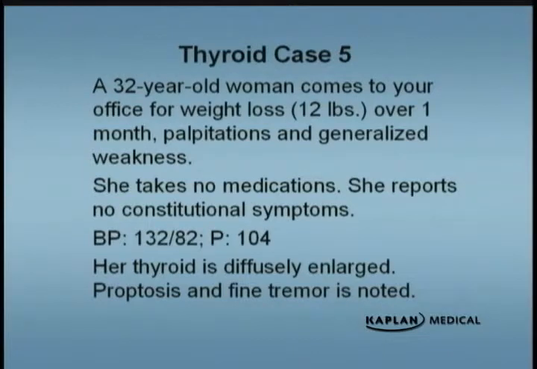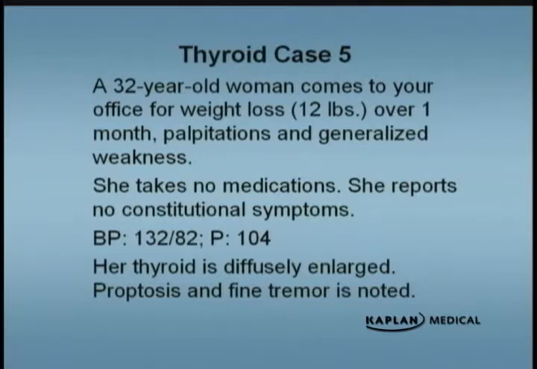Case number 5. A 32-year-old woman comes to your office for weight loss, about 12 pounds over 1 month, palpitations, and generalized weakness. She takes no medications. She reports no constitutional symptoms. Her blood pressure is probably okay. Her pulse is 104. It's elevated. Her thyroid now is diffusely enlarged. So sometimes, in this kind of thyroid, you could put your stethoscope over it and you could hear a bruit, because it's so vascular. The proptosis is evident, and fine tremor is noted.